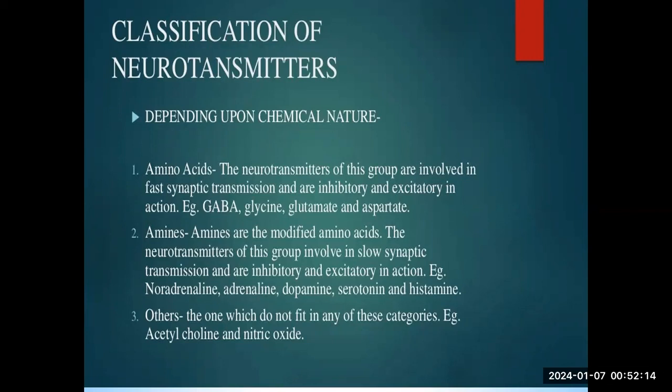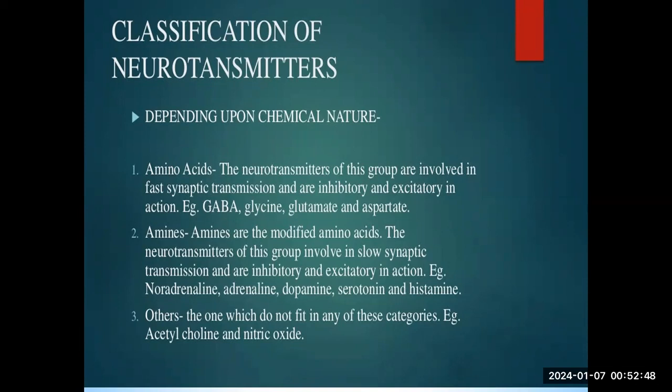As far as the classification of neurotransmitters is concerned, depending upon the chemical nature, neurotransmitters are amino acids. The neurotransmitters of this group are involved in fast synaptic transmission and are inhibitory or excitatory in action. For example, GABA, gamma-aminobutyric acid, glycine, glutamate, and aspartate.